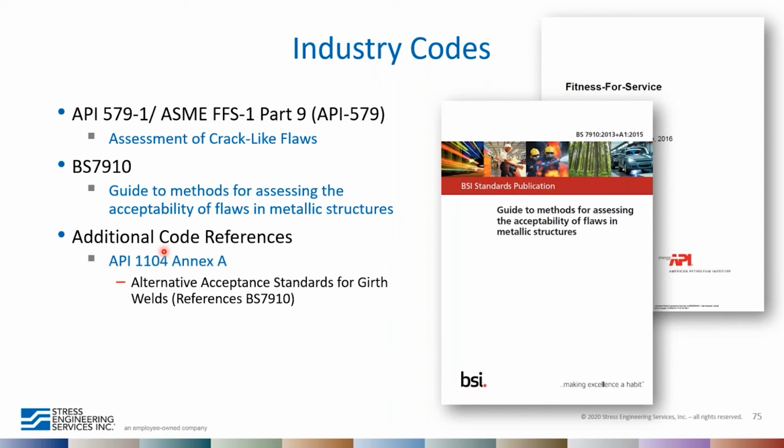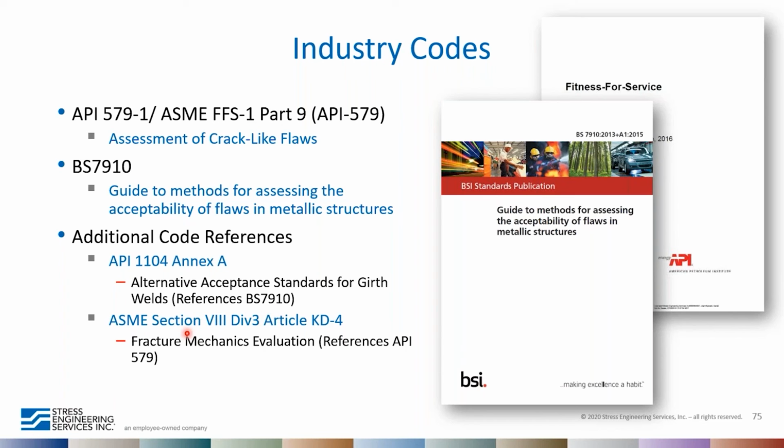A few additional code references in the pipeline world. We have API 1104, welding of pipelines and related facilities, and they have an Annex A, which provides guidance for using fracture mechanics to establish acceptance criteria for pipelines, and it references BS 7910. And then, as mentioned previously, we have Section 8, Division 3, Article KD4, which uses fracture mechanics for design of Div 3 pressure vessels.